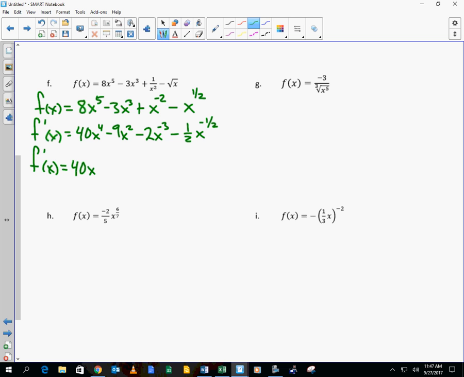So we have that 40x to the fourth minus 9x squared. Will the 2 be in the numerator or the denominator? Jake, why is it in the numerator, not the denominator? Because it's 2 to what power? The 1. So this is 2 to the 1 where it's x to the negative third. So this 2 stays in the numerator. The x drops to the denominator. So it's minus 2 over x cubed.